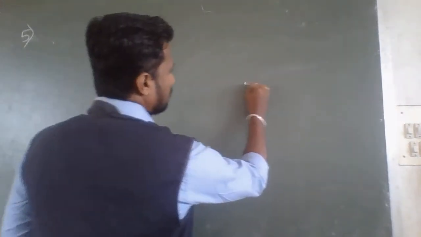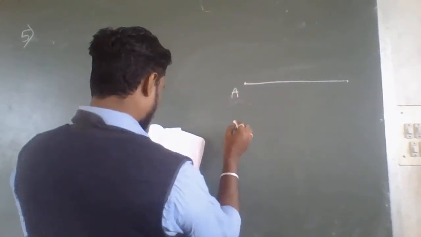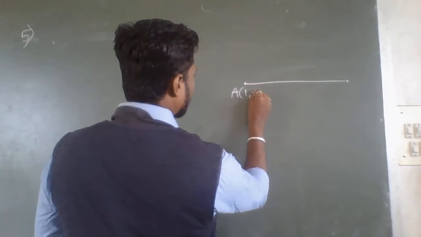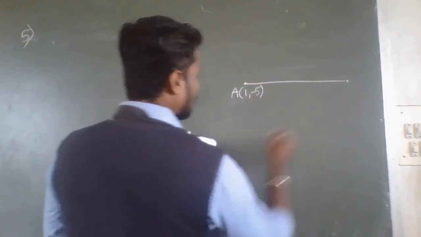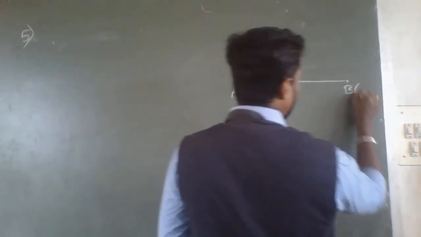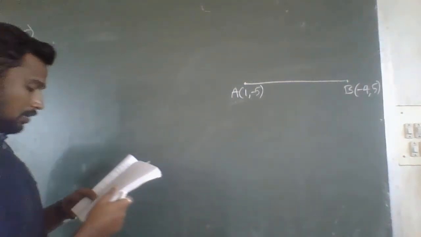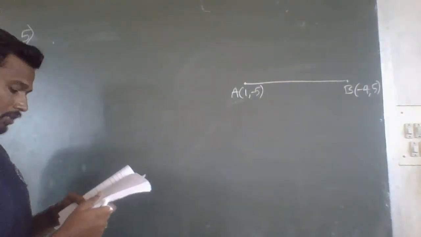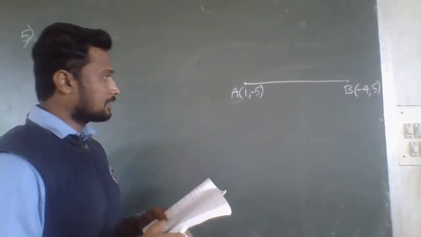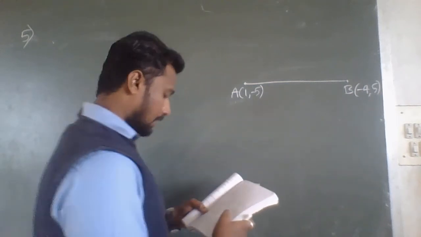Here consider, for example, this is the line and one point A, the coordinates of point A are 1 comma minus 5, the coordinates of point B are minus 4 comma 5. The line joining 1 comma minus 5 and minus 4 comma 5 is divided by the x-axis. So this is divided by the x-axis.